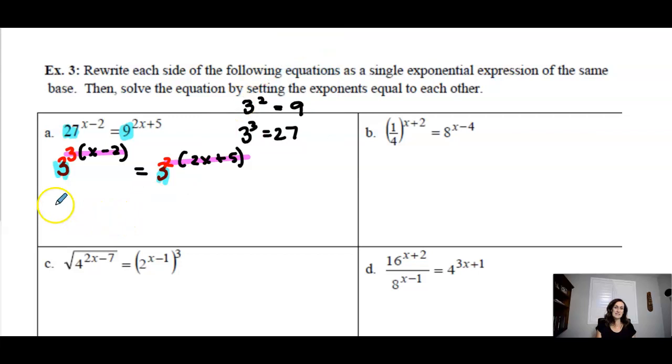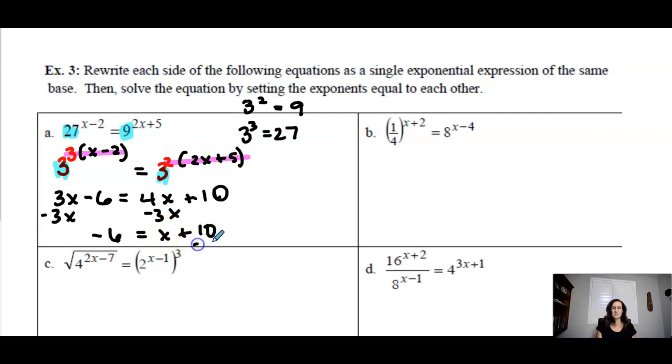So looking at this, 3 times x is 3x, and 3 times -2 is subtract 6, and 2 times 2x, 4x, and 2 times 5, 10. And now I have an equation that's not too hard to simplify. Subtract the 3x over here. So -6 is equal to x plus 10. You're going to subtract the 10 over here, and x is equal to -16. Done.